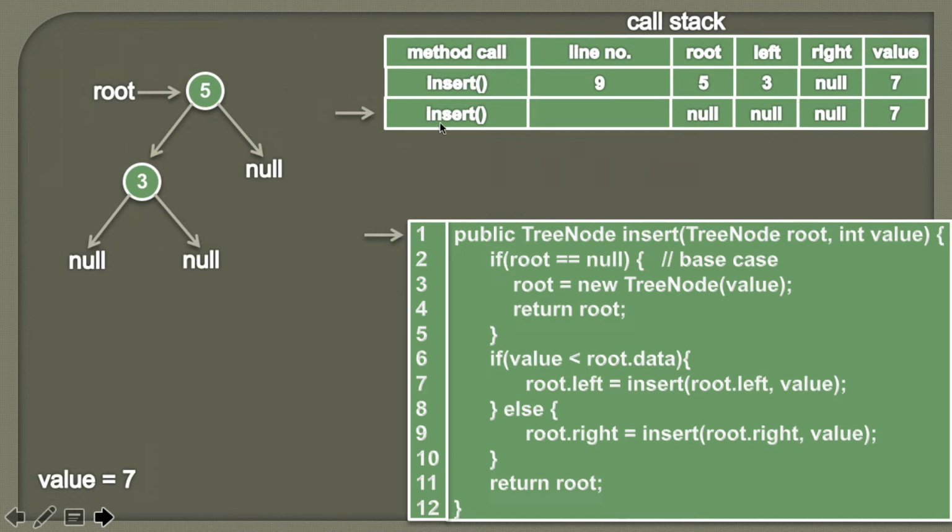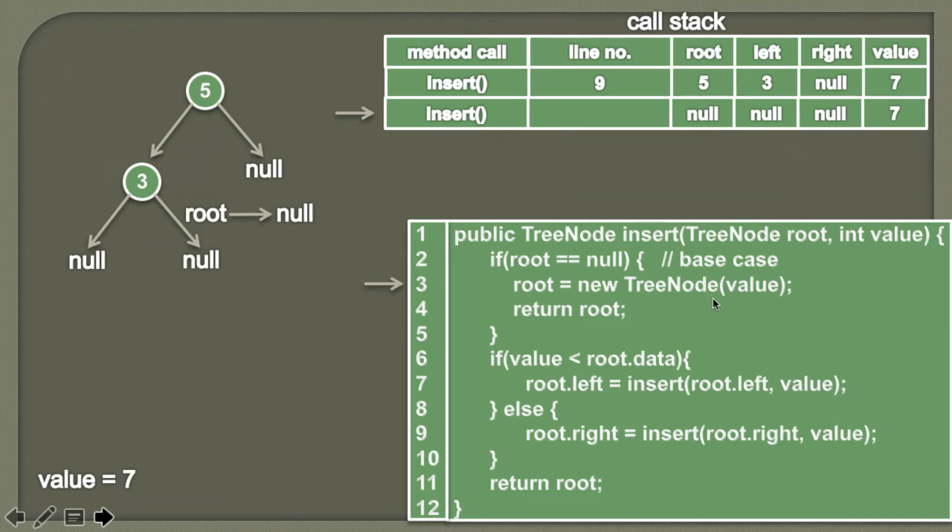So now on the call stack there would be a new insert method, and as we have passed in root.right, you can see root.right is null. So we are executing this insert method with root as null, and left and right are null, and the value which we want to insert is 7. And friends, as this insert method is getting executed, root is pointing to null. We are checking whether root is equal to null or not. So here root is equal to null.